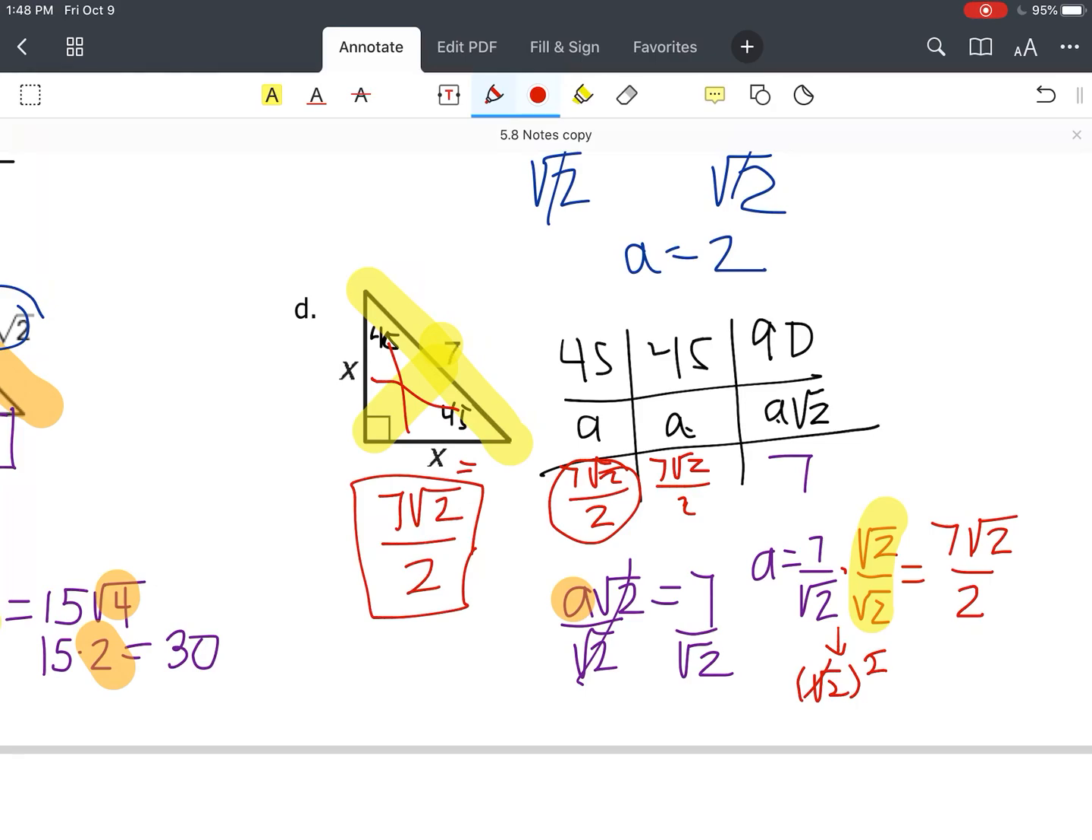I'm going to pause the video here. So that is one type of special right triangle, 45, 45, 90. Stay tuned for the next video for the next special right triangle, a 30, 60, 90.